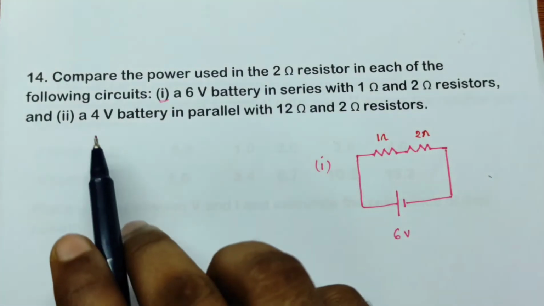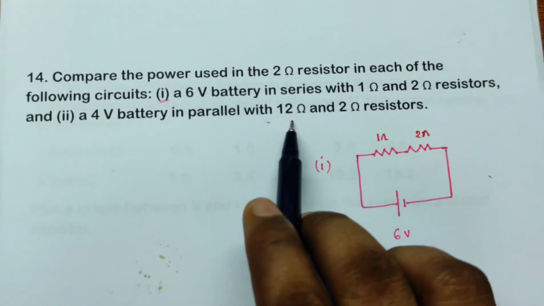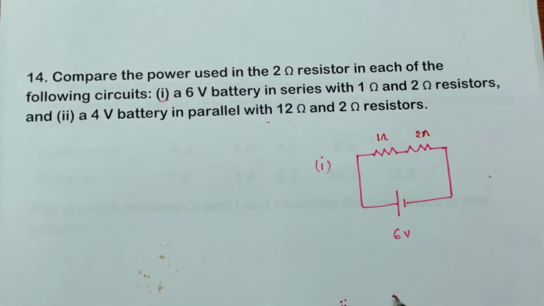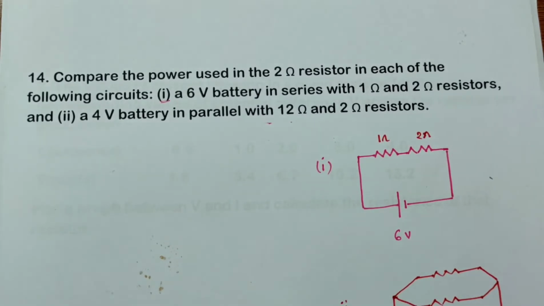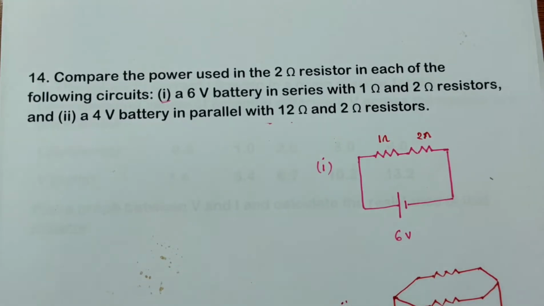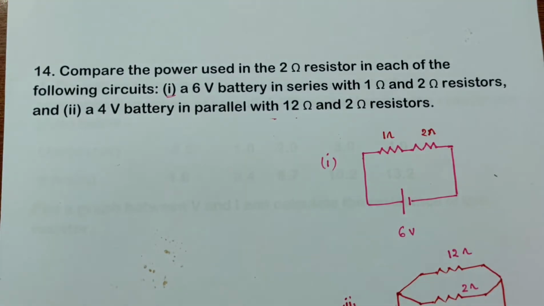the second part, a 4 volts battery in parallel with 12 ohms and 2 ohms resistors. So it's a parallel connection. First is a series connection, second one is a parallel connection. So in this parallel connection, we are having two resistors like this, and this one is in parallel with, here we are having a battery of 4 volts. So this is 4 volts. And this is 12 ohms, and this one is 2 ohms. Okay. Now what they asked in the question.